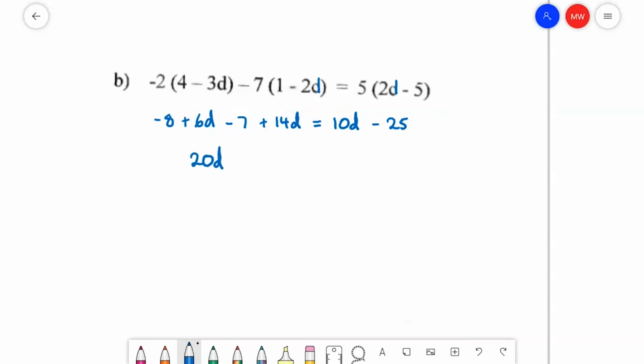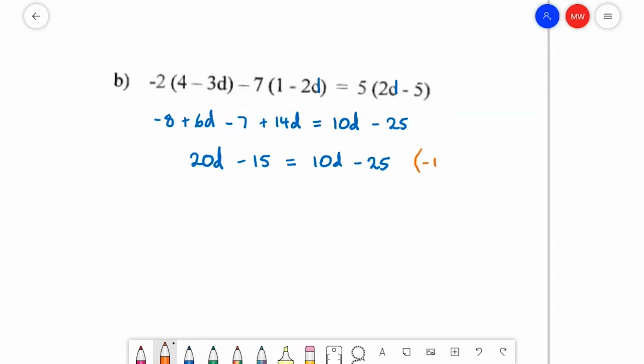Nothing wrong with collecting the numbers first. I just like to follow the same pattern every time. Minus 8 minus 7 makes minus 15. On the right, I've still got 10 Ds and minus 25. Let's get all the D's on the left. That way everything will stay positive.